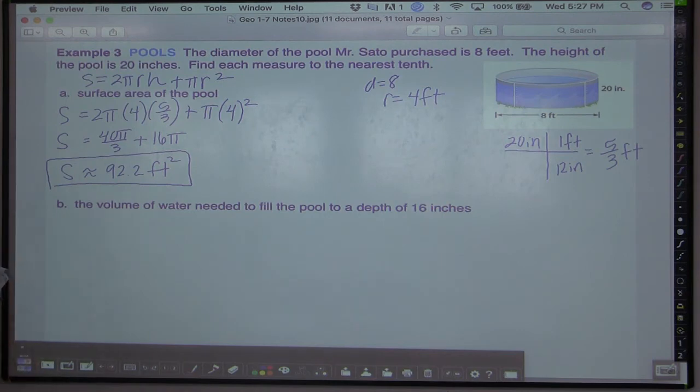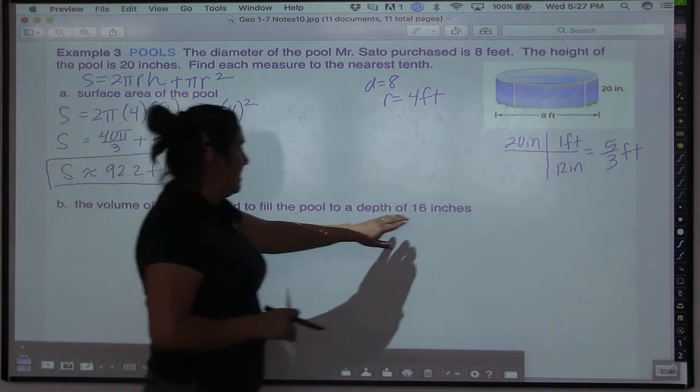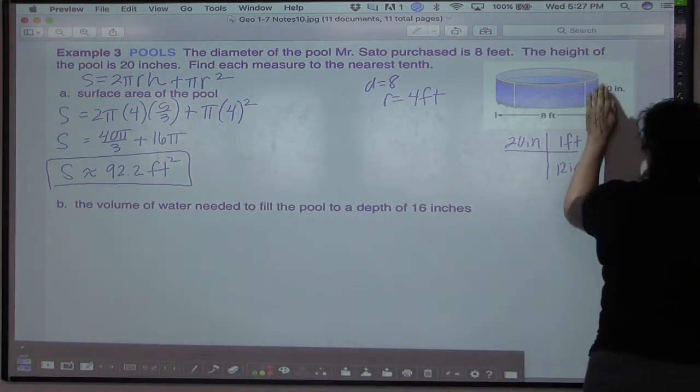And then we want to find volume. The volume of the water needed to fill the pool to a depth of 16 inches. Now be very careful, you might have thought that you could just use the same information from the previous part A, and you can to some extent. It's the same radius. But remember, the volume of the water is only going to go up to 16 inches. It's not going to go the full 20 inches.